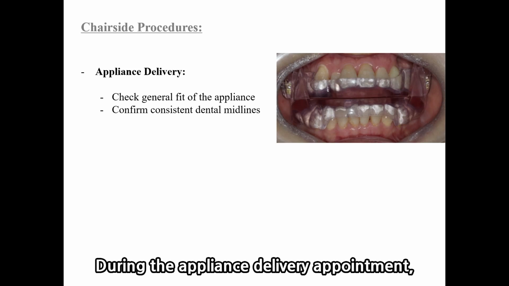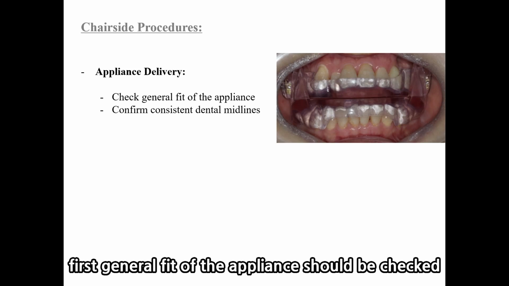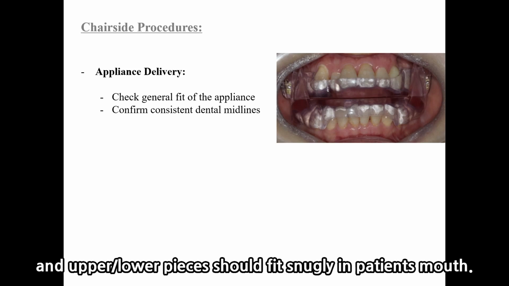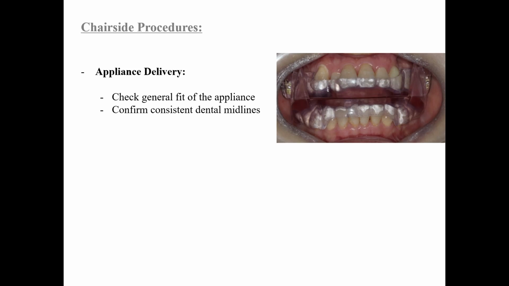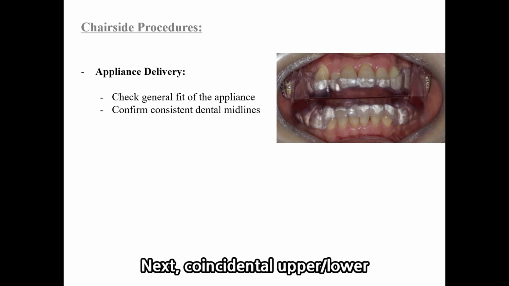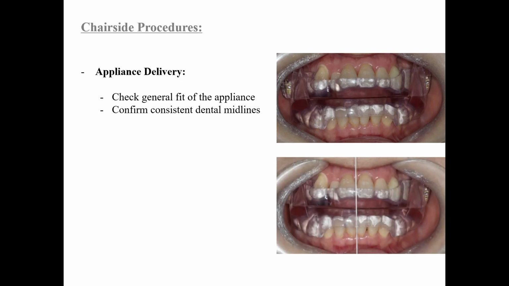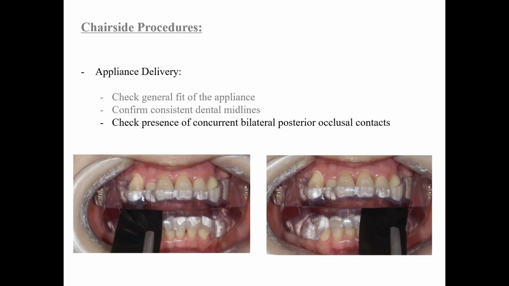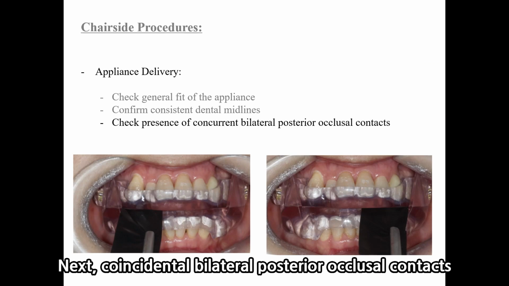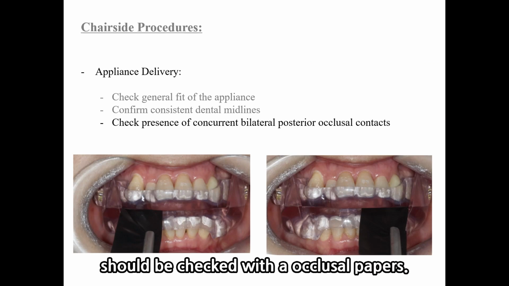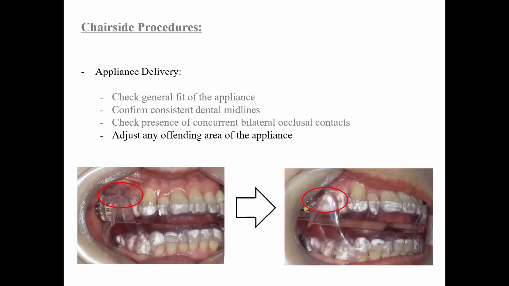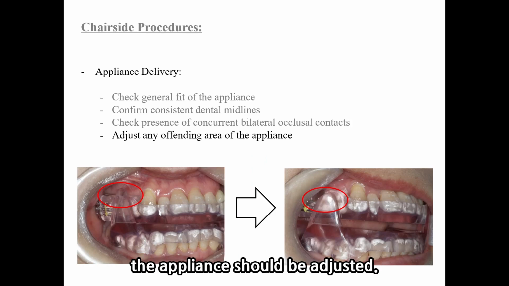During the appliance delivery appointment, first, general fit of the appliance should be checked, and upper-lower pieces should fit snugly in patient's mouth. Next, coincidental upper-lower dental midline should be confirmed. Next, coincidental bilateral posterior occlusal contacts should be checked with occlusal papers. Also, any offending area of the appliance should be adjusted.